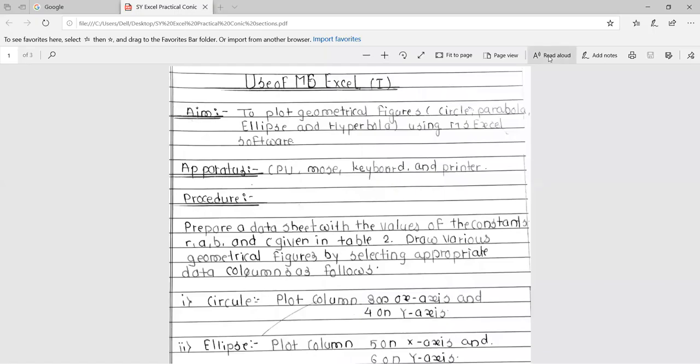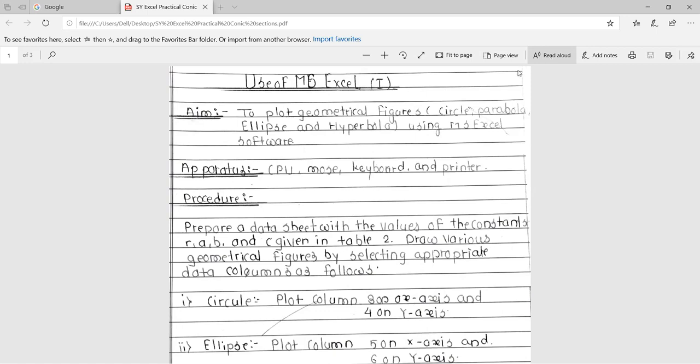Today we are going to see the first practical of Excel, that is use of MS Excel. And by using MS Excel, we are going to plot geometrical figures like circle, parabola, ellipse, and hyperbola. So you may know about the equations of these geometrical figures. Okay, so this is the aim.